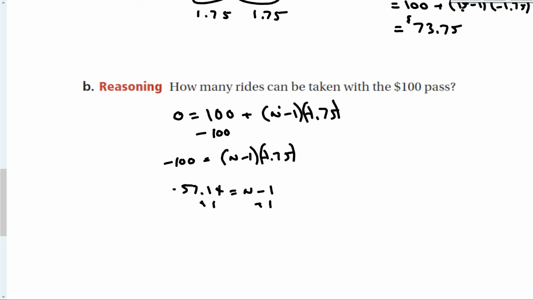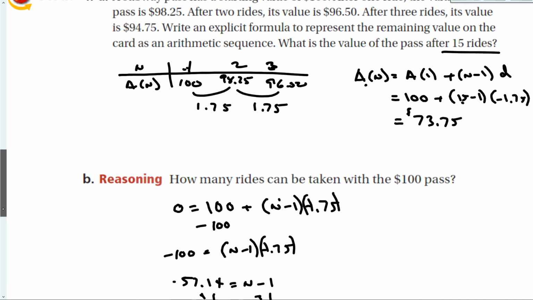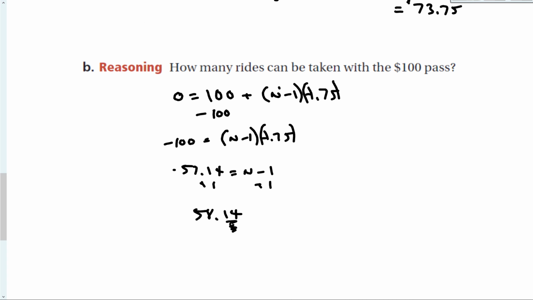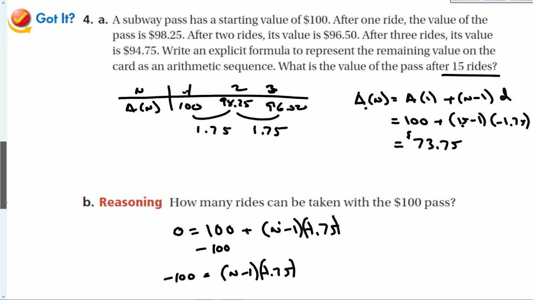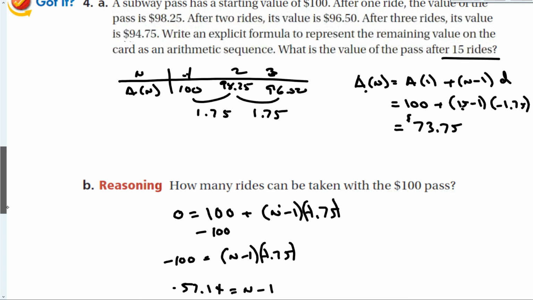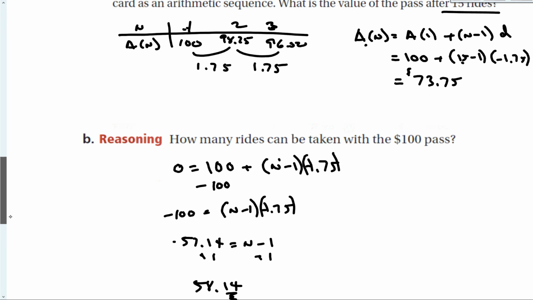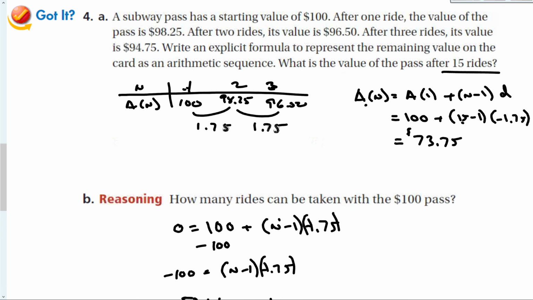Add 1 to both sides, and we get 58.14. So if you ever use the subway or a train pass, the leftover is, you just have to refill it up again. So this is going to be term 58, but remember, we started at 1, so that would be our 57th ride. Okay? Sorry about the mistake with the negative number.